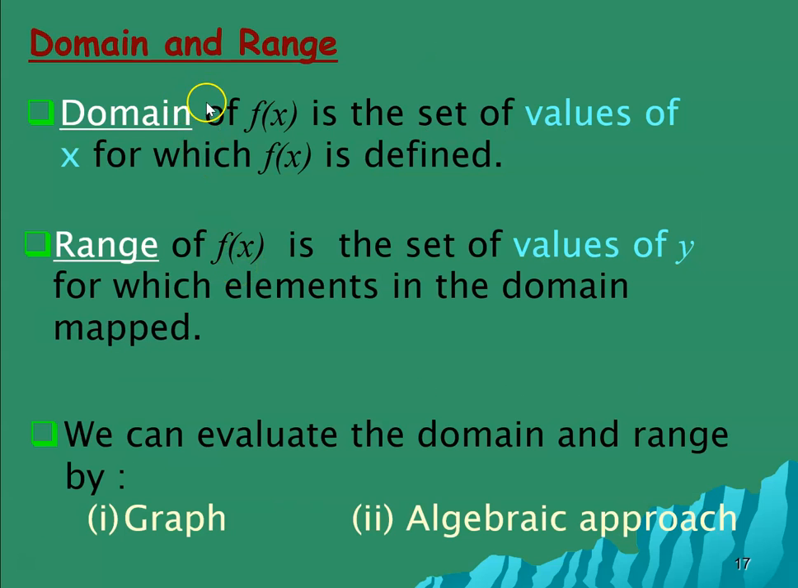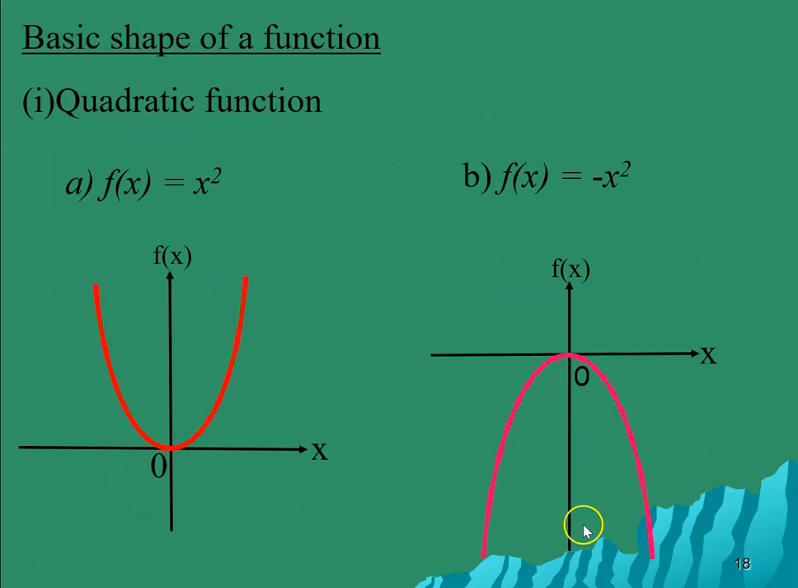The first one, the domain of f(x), the domain of a function is the set of values of x for which f(x) is defined, and the range of f(x) is the set of values of y for which elements in the domain map. Okay, macam yang saya katakan tadi, domain adalah any values of x, x values ataupun you punya input, and the range will be your values of y, or can also be called your output. So we can evaluate the domain and range by using graph and algebraic approach. So ada dua cara untuk tentukan you punya domain and range.